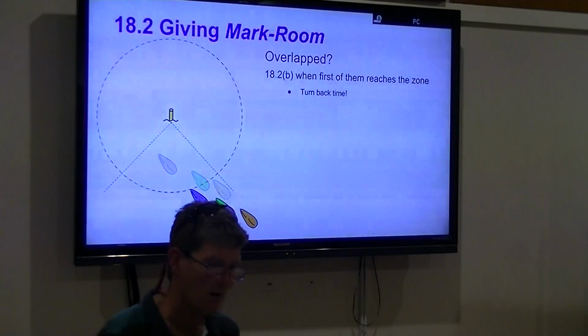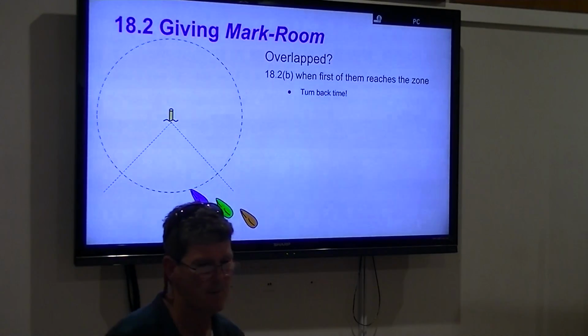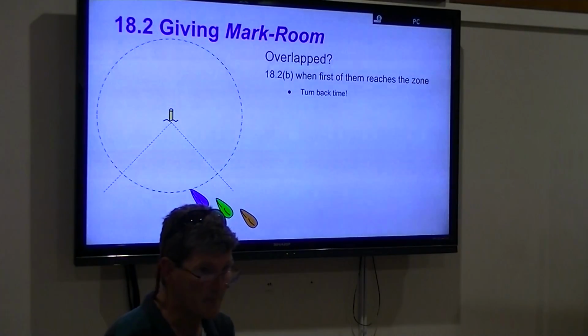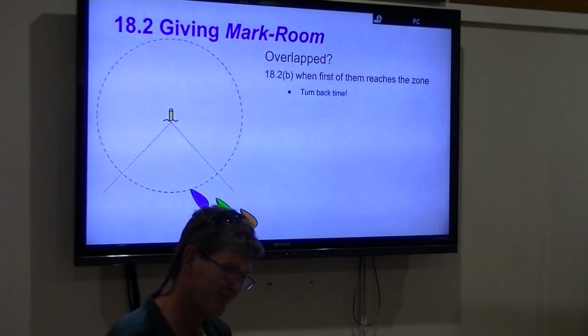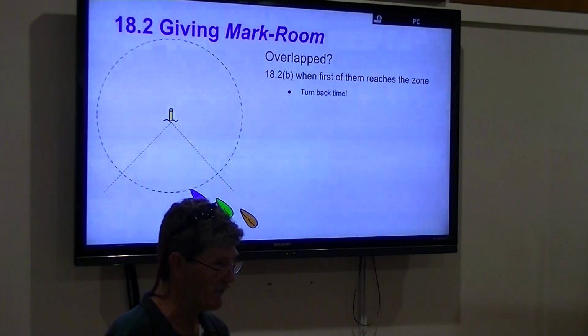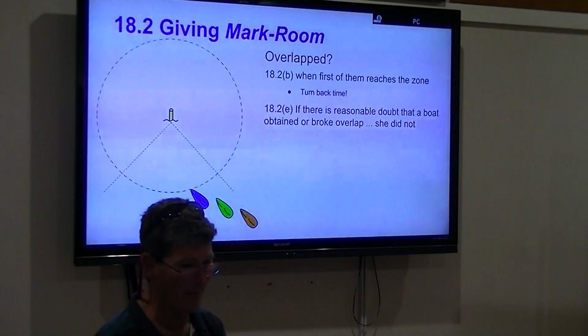So let's go back in time. Look, there's the first boat reaching the zone. This is when we have to start talking about overlap. Are these boats overlapped? Yeah. Are they? Close. They're close. They could be. I don't know. There's a little bit of doubt. I'm not sure whether they're overlapped. Oh, luckily there's a rule for that.